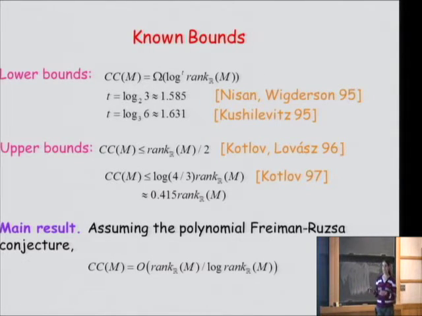And our main result is the following: assuming a well-known conjecture in additive combinatorics known as the polynomial Freiman-Ruzsa conjecture, the communication complexity of every 0-1 matrix M is at most the rank of this matrix divided by the log of the rank of this matrix.